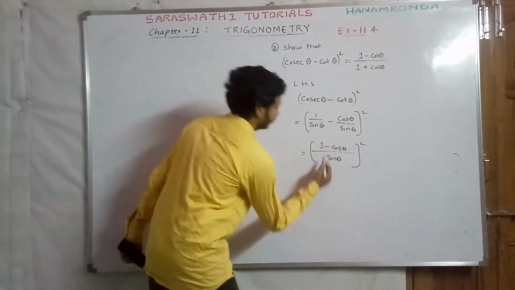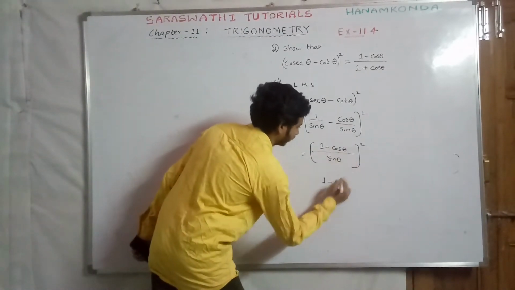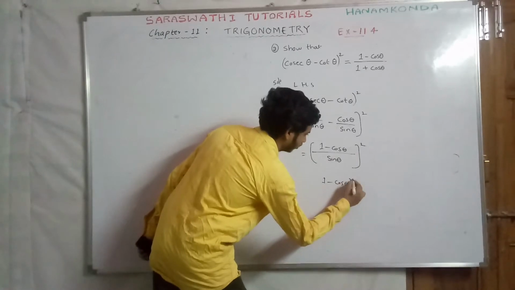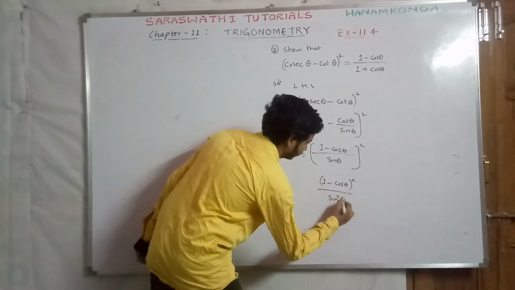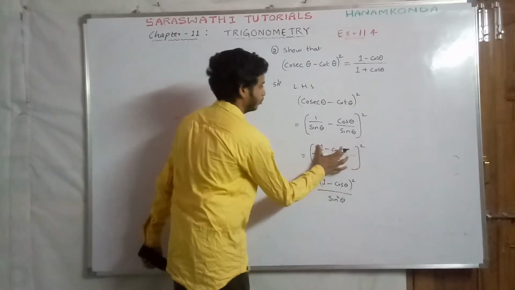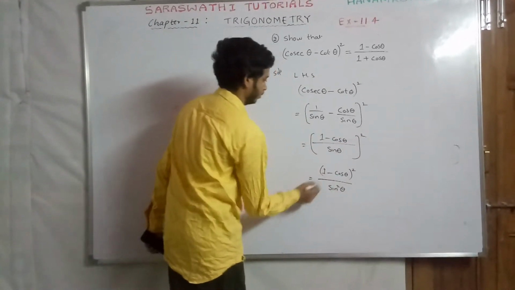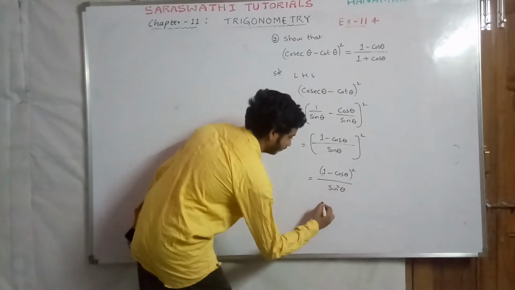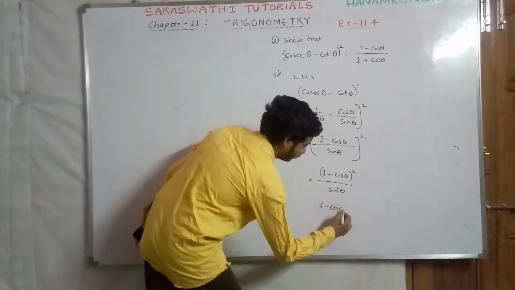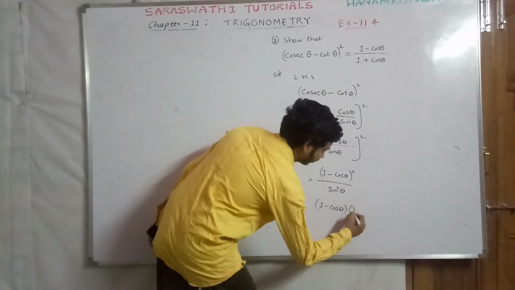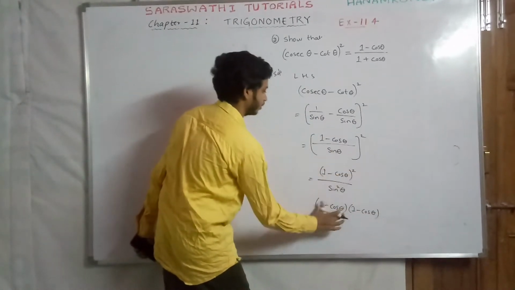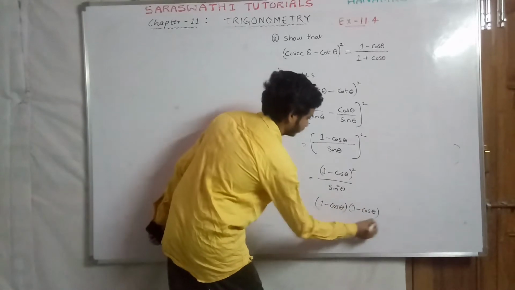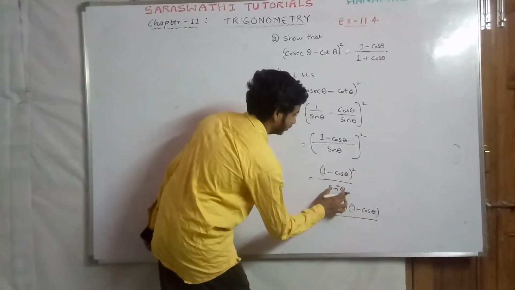So (1 minus cos theta) whole square by sin square theta. The square applies to both numerator and denominator. So (1 minus cos theta) whole square we can write as (1 minus cos theta) into (1 minus cos theta), since a whole square means multiplying twice. The denominator is sin square theta.